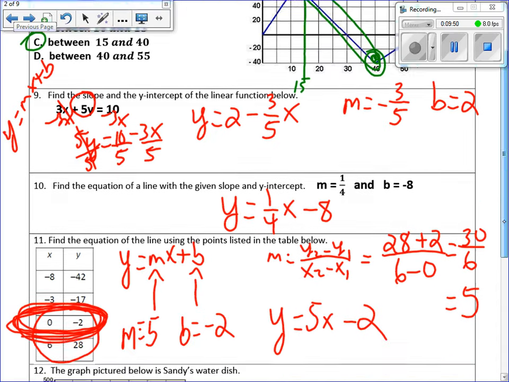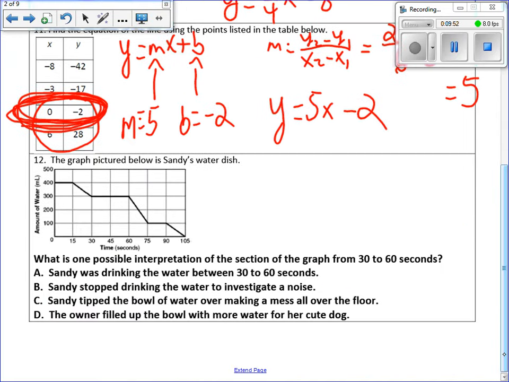Number 12. The graph pictured below is Sandy's water dish. What is one possible interpretation of the section of the graph from 30 to 60 seconds? So before I even answer this question, let's just look at the graph. It's telling you that this is Sandy's water dish. Before any time goes by, I see that there's 400 milliliters of water in her dish.